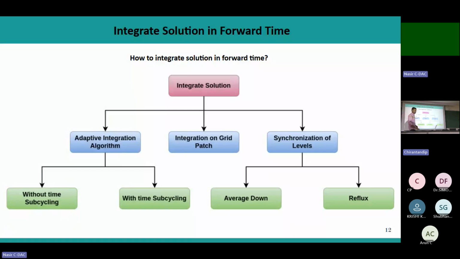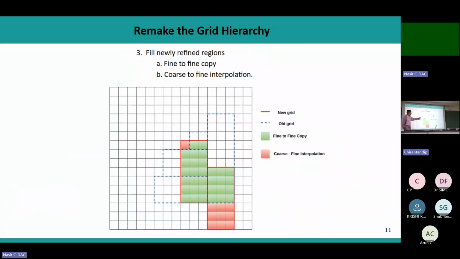That partition I did. Now here there are three parts. One is adaptive integration, integration on the base level. The last one is synchronization of levels. Once we integrate, then I try first the integration on the base level. In this case, take the integration on this, that's fine. But when we take the integration on the fine level, there are both sides, but both sides are not available. It is an easy way to fill both sides.